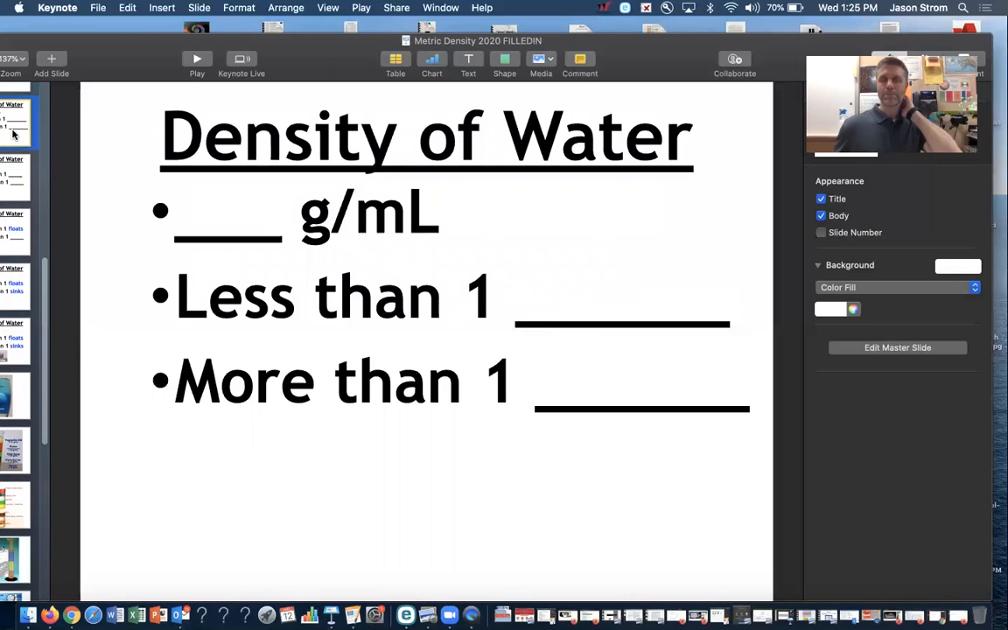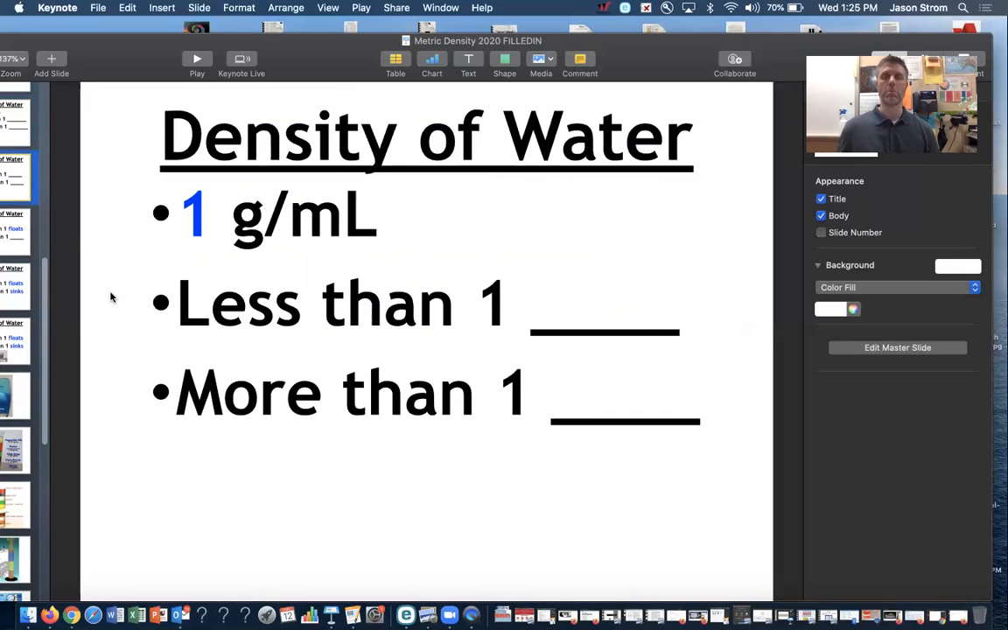All right. So the density of water, like I said, if you have pure water, the density is 1 gram per milliliter. So if you have 1 milliliter of water, it's pure water, it is going to have a mass of 1 gram. If you have something with a density less than 1, so density less than pure water, it'll float in water. So if something has a density less than 1, it floats.